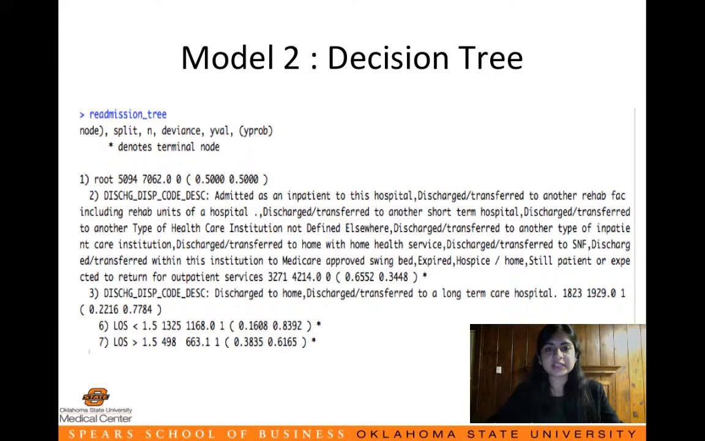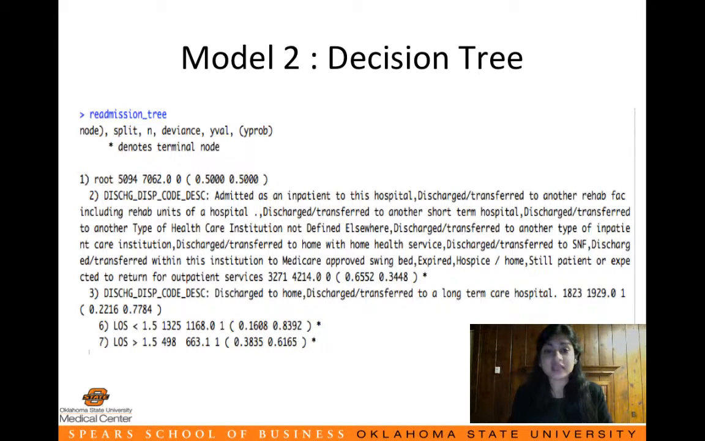So as Abhi explained, our reason for choosing logistic regression was because our target is a binary categorical variable consisting of ones and zeros. Because of the same reason, we chose decision tree as our second modeling technique. While we ran the decision tree, we found two statistically significant variables. They were discharge disposition code description and second was length of stay.